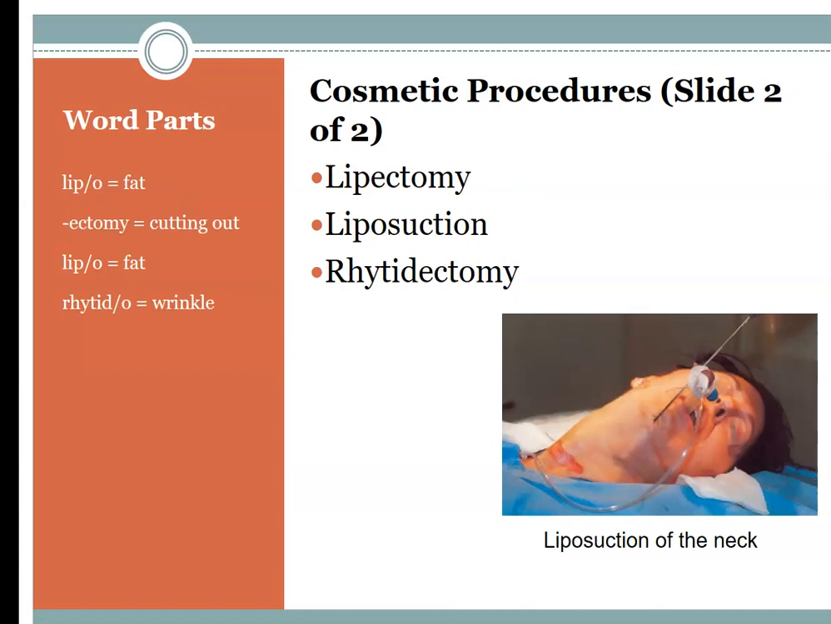A lipectomy is the removal of fat. Liposuction is a technique for removing excess adipose tissue with a suction pump device. A rhytidectomy is a surgical procedure to remove wrinkles. This is also commonly known as a facelift. The word parts: lipo is fat. Ectomy, cutting out. Lipo, again, fat. And rhytido is wrinkle.